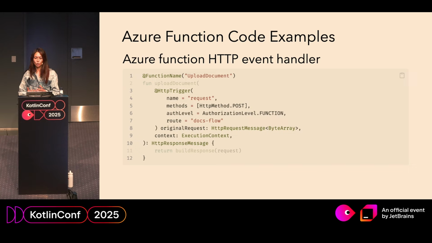This is a hello world example of an HTTP trigger. So we define it as an HTTP trigger, so it's going to be handling POST requests on an endpoint called docsflow, and it has some basic authentication with an API key. Because it's a demo, we're not going to worry too much about security here. So this is a hello world in Azure.